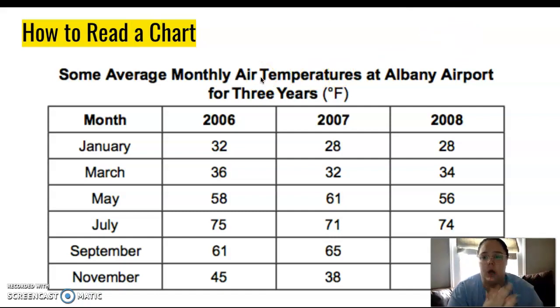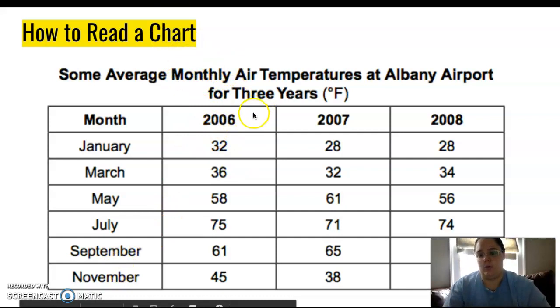So if I wanted to know what the temperature was in 2006 in November, I would have to line up both of those things. So find 2006, find November, find where they meet, and you'll find it was 45 degrees.